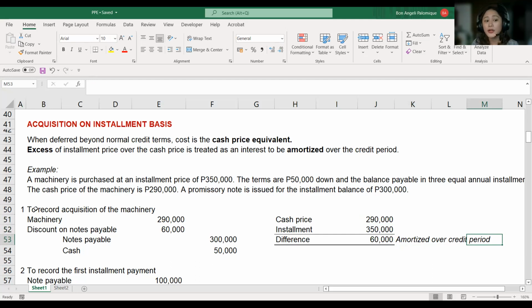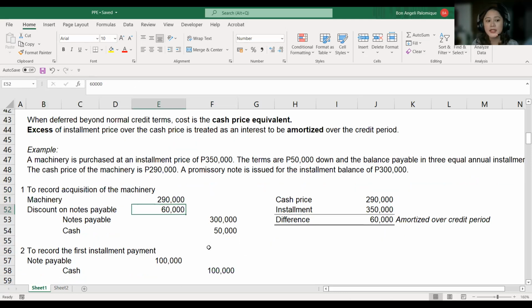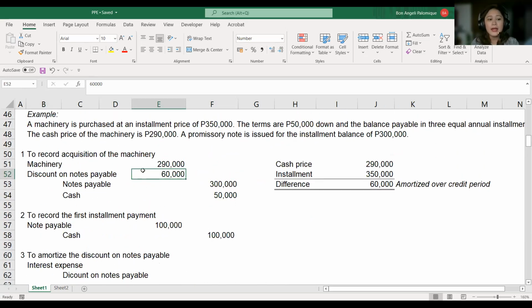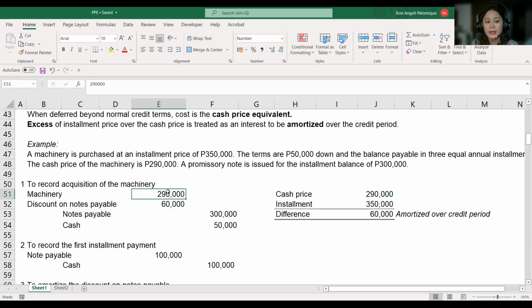Okay, so how do you record the acquisition of machinery? You need to record the machinery on the cash price. So sabi dito, when deferred beyond normal credit terms, cost is the cash price equivalent of 290,000. Ito yung magiging as if 290 mo pa rin siya i-record sa iyong libro. Next, notes payable. Nangutang ka 300,000, nag-down payment ka ng 50,000 for 350, then discount on notes payable of 60,000. So, ngayon dito, makikita mo na ang iyong machinery will be treated as 290,000.